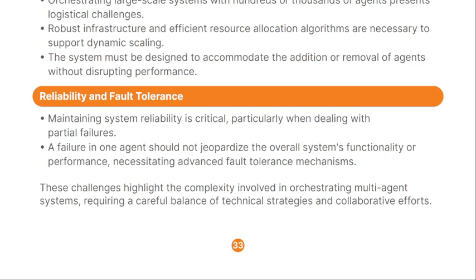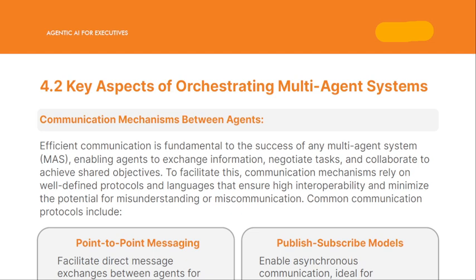Reliability and fault tolerance. Maintaining system reliability is critical, particularly when dealing with partial failures. A failure in one agent should not jeopardize the overall system functionality or performance, necessitating advanced fault tolerance mechanisms. These challenges highlight the complexity involved in orchestrating multi-agent systems, requiring a careful balance of technical strategies and collaborative efforts.